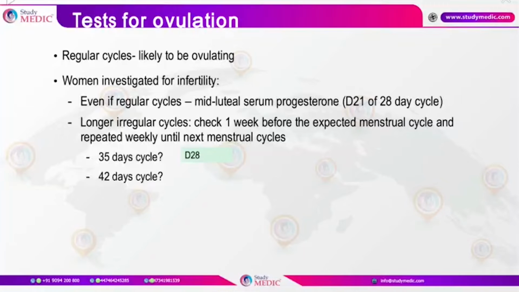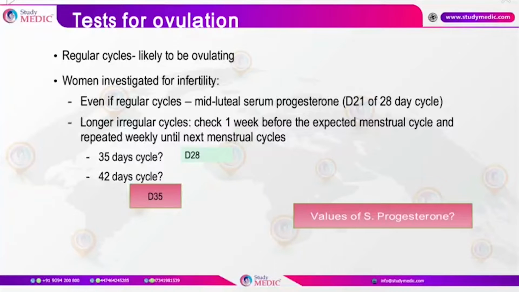So when should it ideally be done? If it is a 35-day cycle, then it will be day 28. If it is a 42-day cycle, then it will be day 35 that you will consider for the serum progesterone level. Understand, in every cycle the luteal phase of 14 days is very constant. So in 28 days it will be day 21 where you will be measuring. In 35 days, minus 7, it will be day 28. In 42 days, minus 7, it will be day 35.